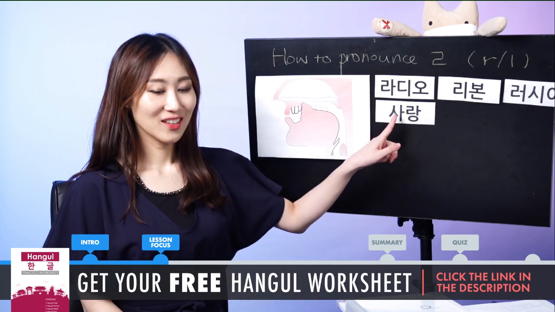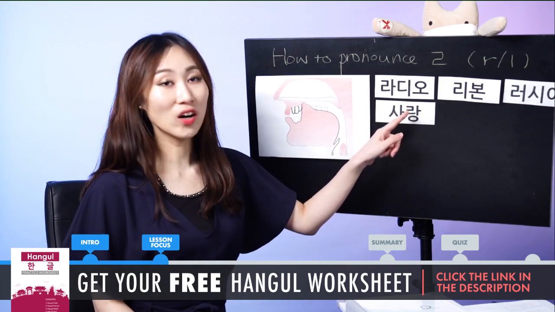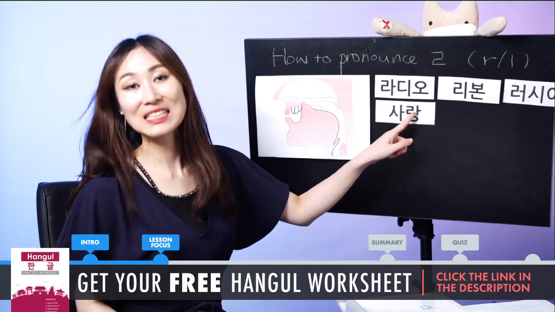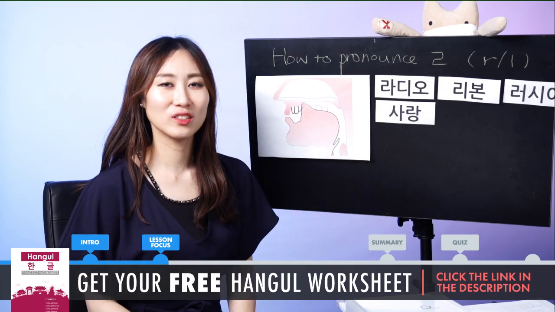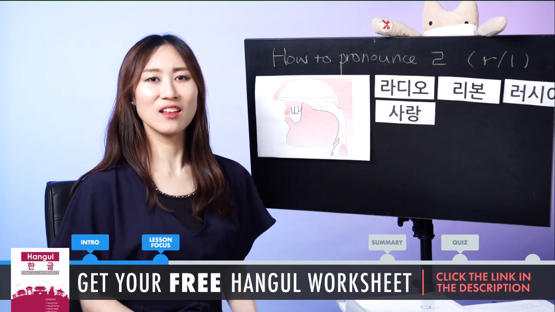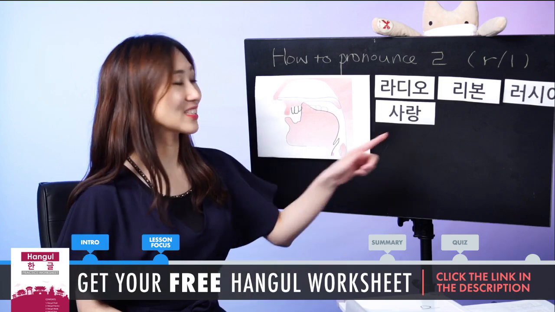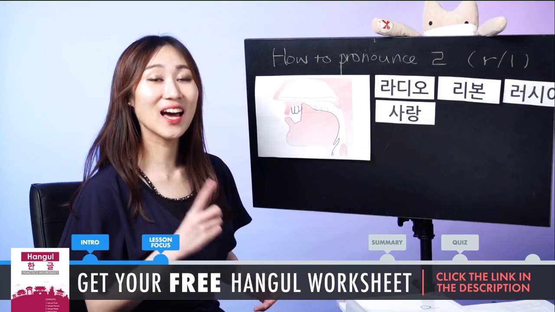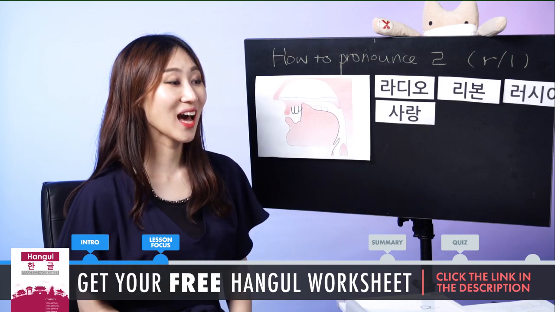But again, it's actually a tip. If this ㄹ is between words, it's more like the R sound. I mean, if it's like the L sound, you will say 살랑, right? But it's not like this. 사랑. That's right. This means love. 사랑.